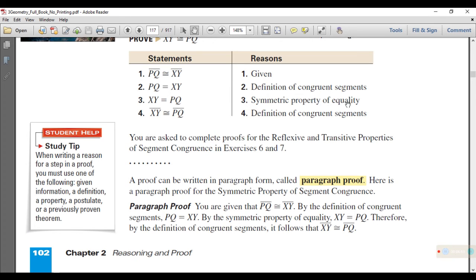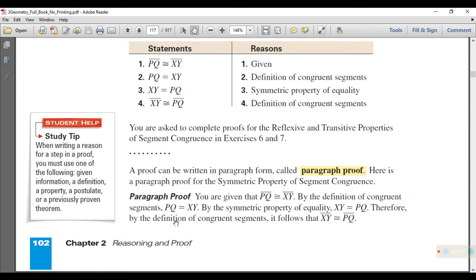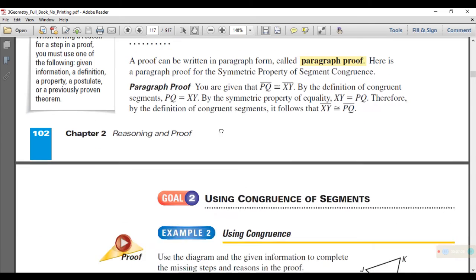By symmetric property of equality, XY is equal to PQ. And then, sa huling-huli, therefore, by the definition of congruent segments, it follows that, or pwede naman na wala na si it follows that, pwedeng diretso na XY, segment XY is congruent to segment PQ. Yun yung pinakasimpleng pattern. So, start with the given, state your reason, followed by the symbols or the equations. And then, for the last one, use therefore, and then state your reason together with the equation. Okay?